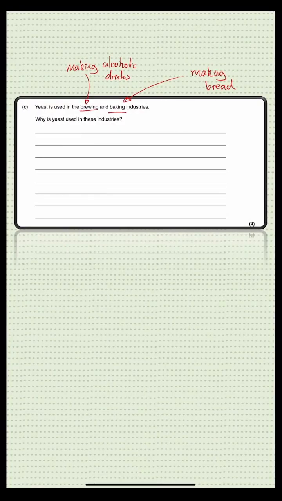So how do we get 4 marks here? First mark is to say it produces CO2. Another mark to say it produces ethanol. Another mark to say what the CO2 does, makes bread rise. Another mark to say what the ethanol does, it's the alcohol. Alcohol in drinks, or we can say beer or wine or something like that. Does that mean you can get drunk off bread? No, it doesn't. Okay, next one.